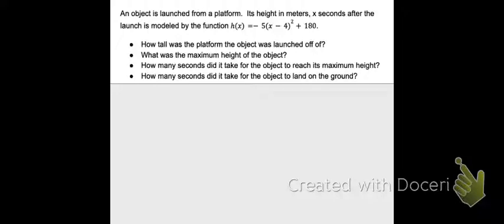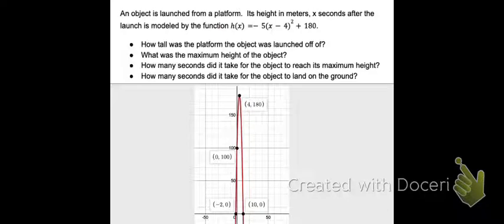So let's think about what x and y represent. X, it says here, is the seconds. And then they're saying that the height in meters is modeled by the function. So that is our y-axis. The height in meters is our y, and our x-axis is going to be our seconds. So let's go graph it.